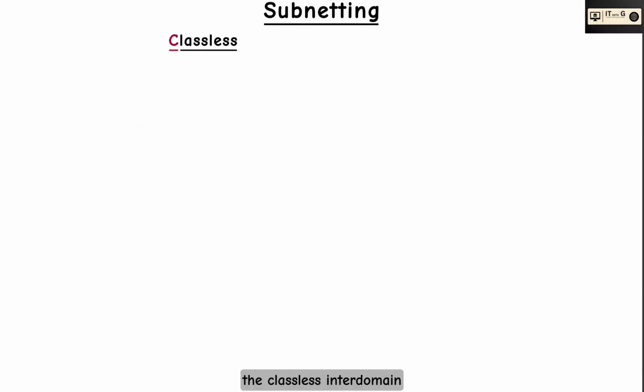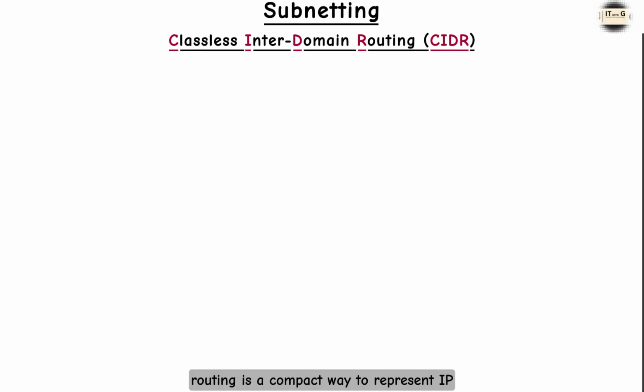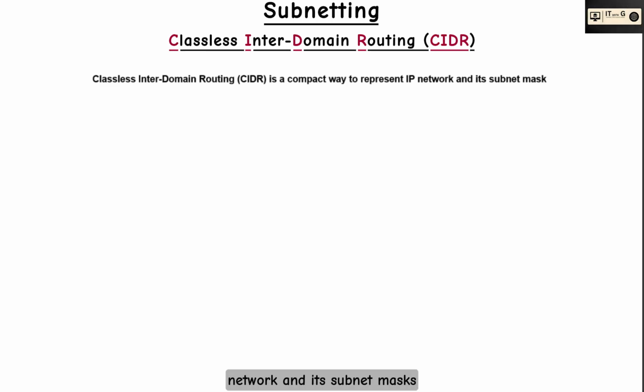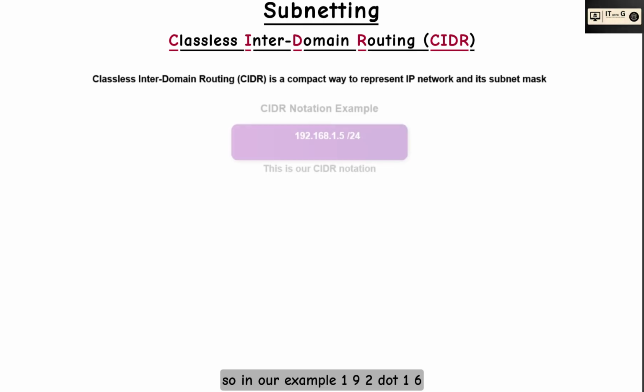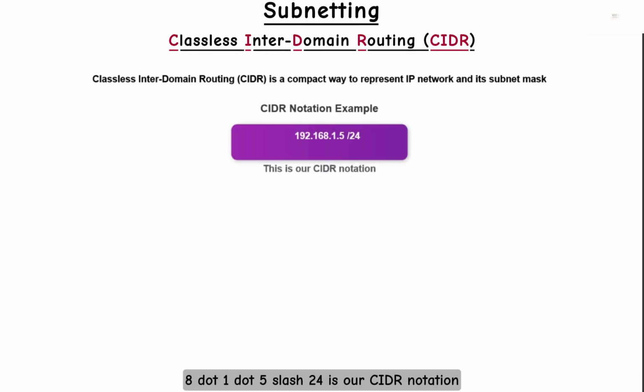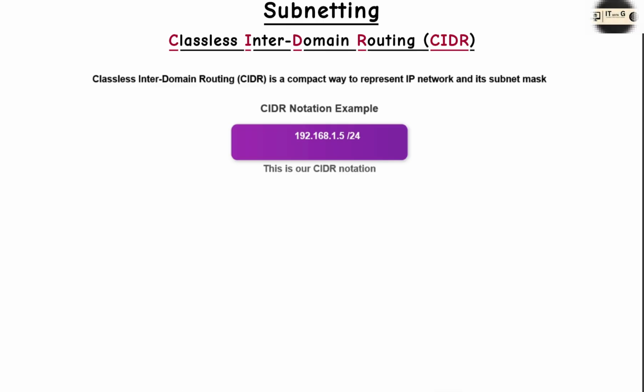Classless Inter-Domain Routing is a compact way to represent an IP network and its subnet mask. So in our example, 192.168.1.5/24 is our CIDR notation. Now, to understand the CIDR notation, it is very simple.